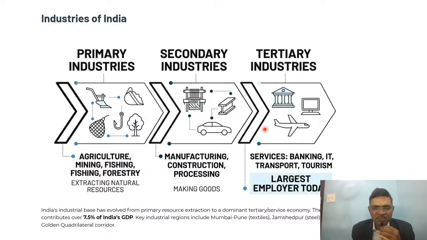The tertiary sector is the largest employer today. The IT sector alone contributes 7.5 percent of India's GDP. And we have key industrial regions like Mumbai and Pune for textile, Jamshedpur for steel, and Bangalore for IT, and there is the Golden Quadrilateral corridor.